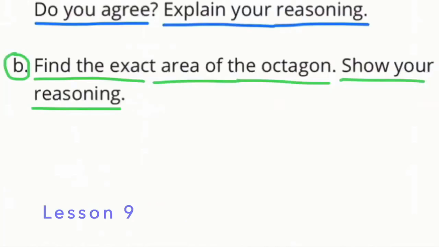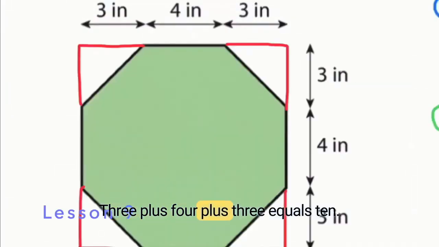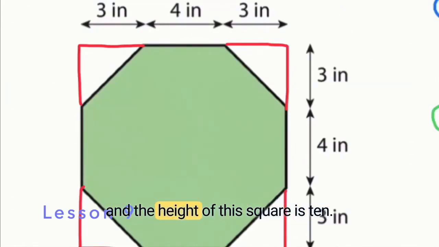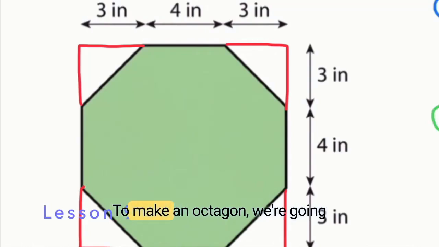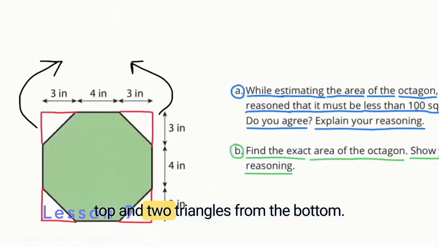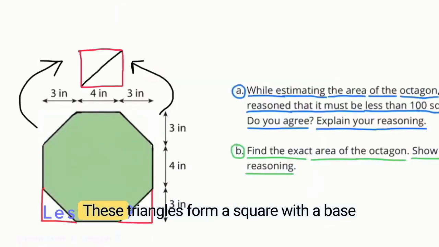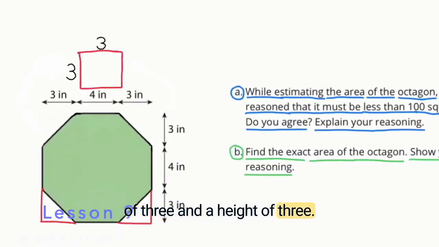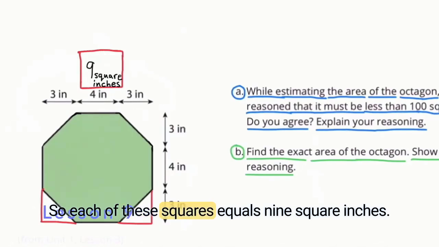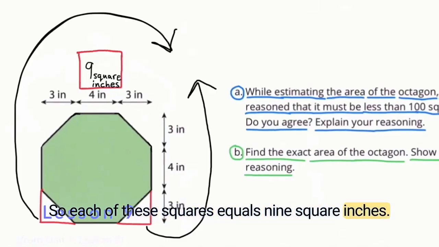Show your reasoning. 3 plus 4 plus 3 equals 10, so the base of this square is 10 and the height of this square is 10. To make an octagon, we're going to remove these little corners. It's like removing 2 triangles from the top and 2 triangles from the bottom. These triangles form a square with a base of 3 and a height of 3, and 3 times 3 is 9. So each of these squares equals 9 square inches.